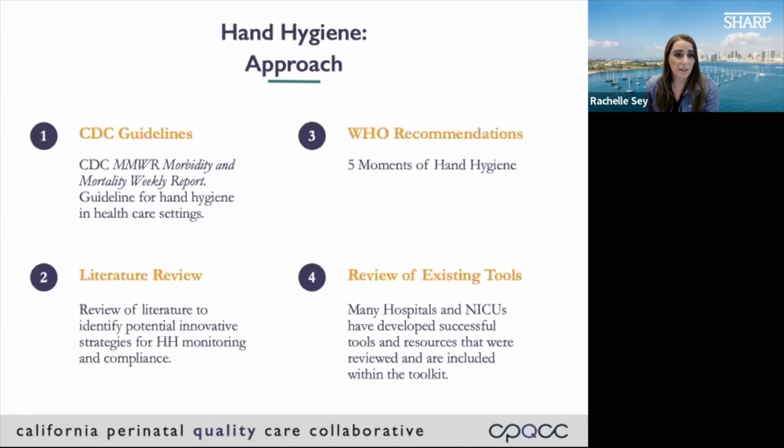So the approach that we took to working on this section of the toolkit, we did look to the original toolkit. Hand hygiene was covered in the original toolkit, and we looked at some of the evidence that was used in that toolkit, and continued to use the CDC guidelines as well as the WHO recommendations and the 5 moments of hand hygiene as the foundation and gold standard for the approach to this section of the toolkit. But we also wanted to move beyond that because we know that those guidelines need to be augmented by additional NICU specific content. And so we did conduct a literature review looking at specific things that impact the NICU, and those are covered in the toolkit.